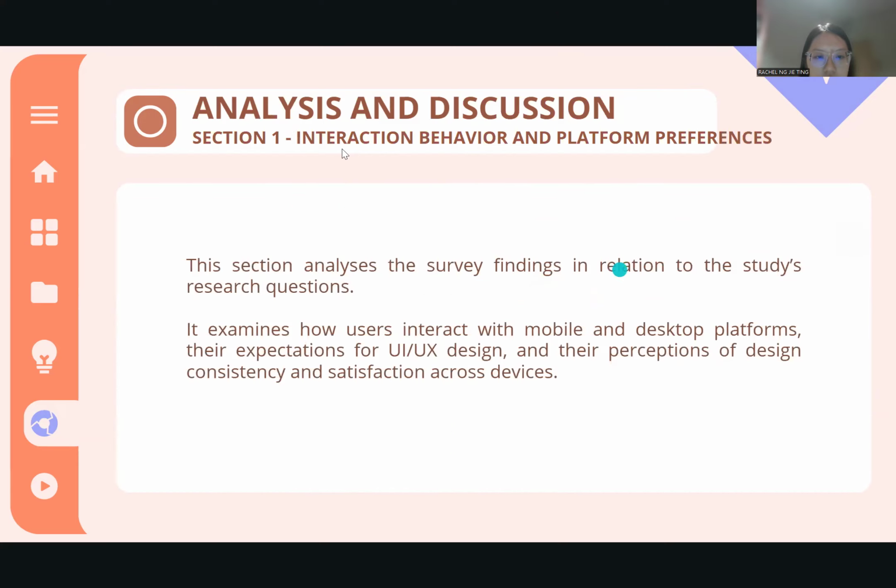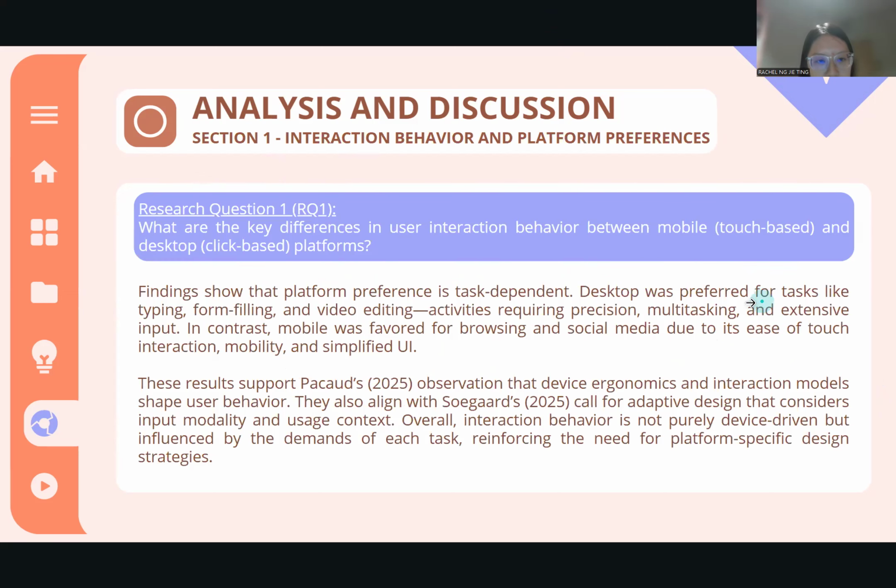Analysis and discussion. In this section, we analyze the survey findings in relation to the study's research questions. To answer research question 1, findings show that platform preference is task-dependent. Desktop was preferred for tasks like typing, form filling, and video editing. In contrast, mobile was favored for browsing and social media due to ease of touch interaction, mobility, and simplified UI.